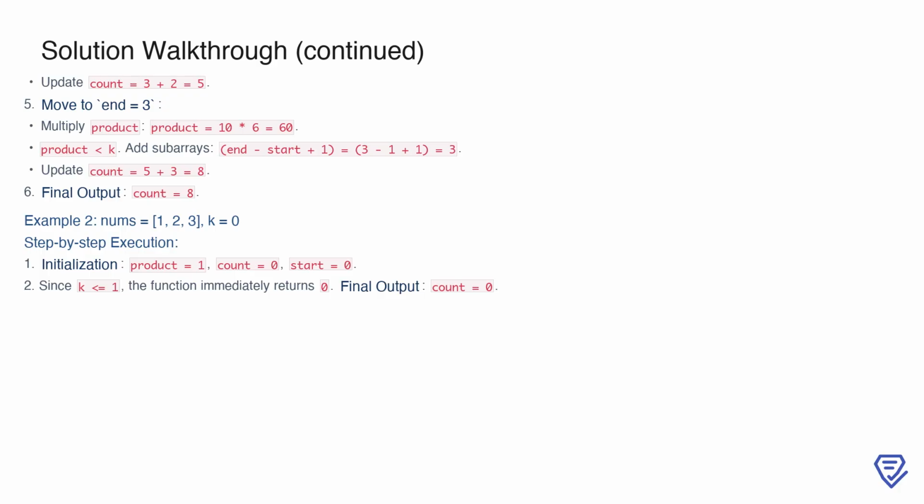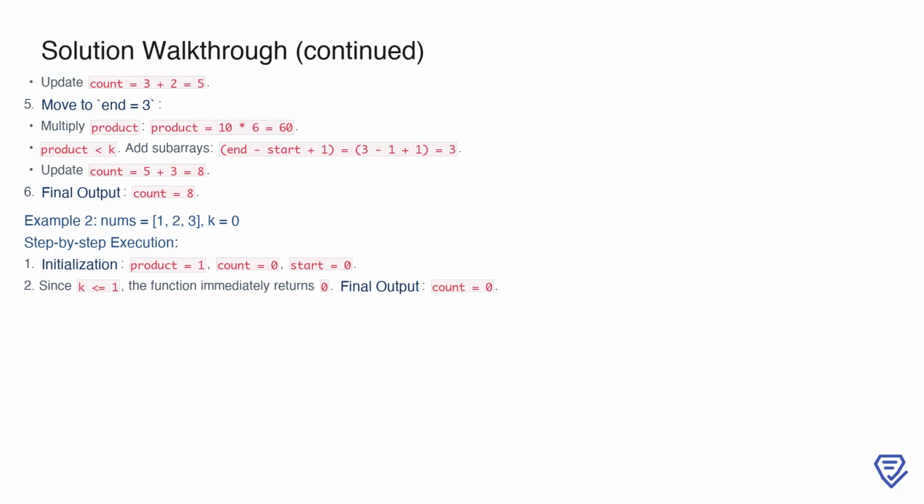Since this is still less than k, we calculate the number of subarrays ending at this position. These include [6], [2, 6], and [5, 2, 6], adding 3 more to our total. The count is updated to 8. At this point, we've processed all elements in nums, so the final output for this example is 8.